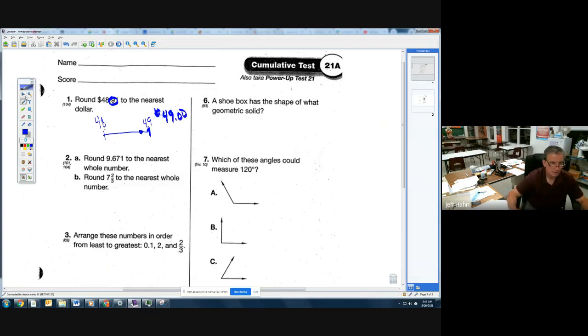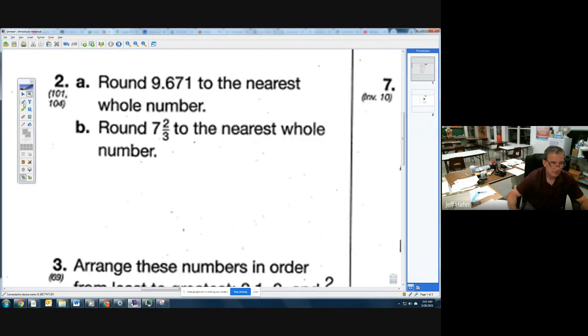$49. I'm going to make this a little bigger and then make my thing a little smaller here. All right. Number 2 says round 9.671 to the nearest whole number.